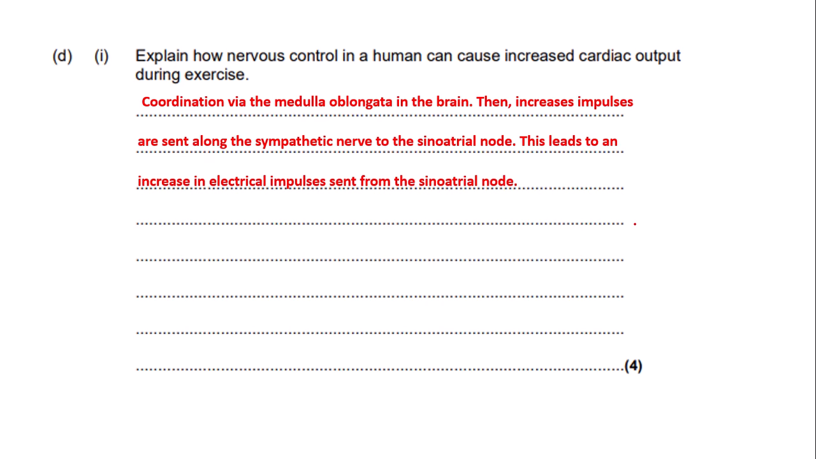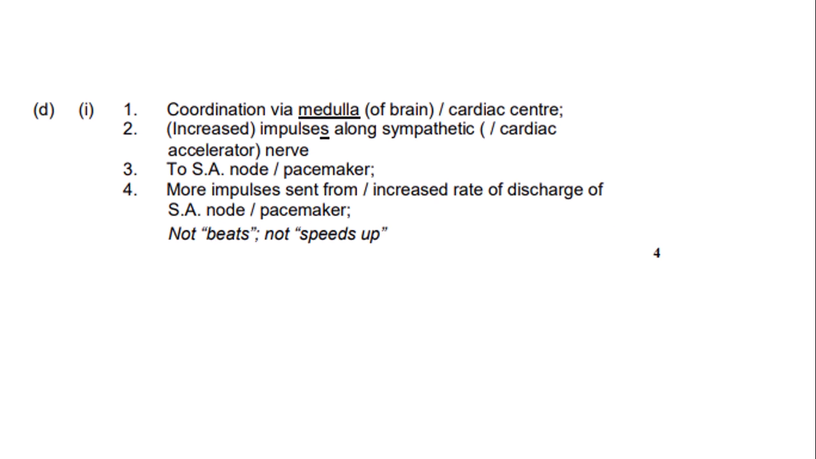So let's look at the mark scheme. The first marking point says coordination or control of the stimulus of the heart rate by the medulla, or you can write medulla oblongata, but you have to refer to this as it is underlined, of the brain. Or you can write cardiac center, it doesn't matter which one you put. We wrote coordination via the medulla oblongata, so we would get that mark.